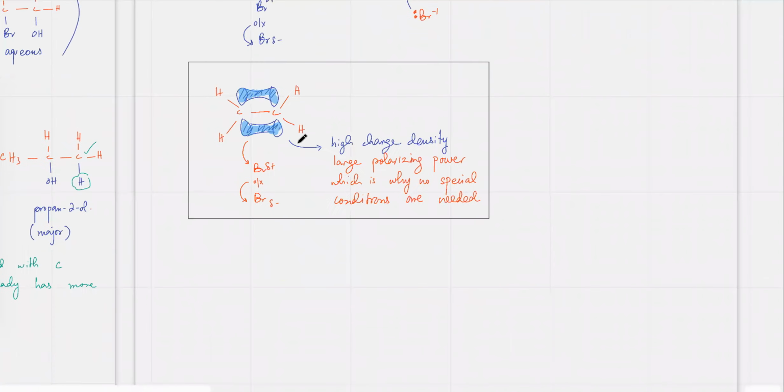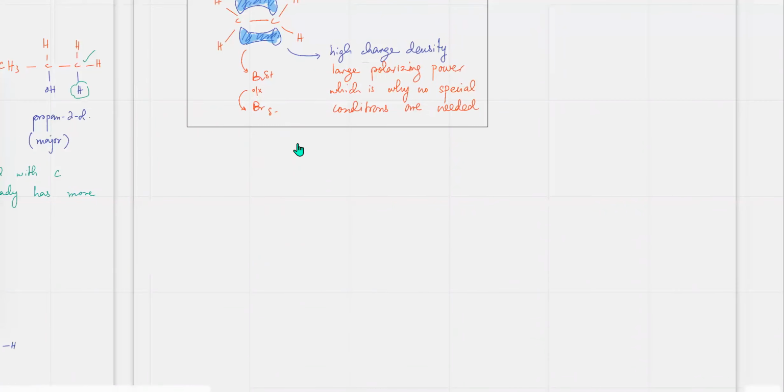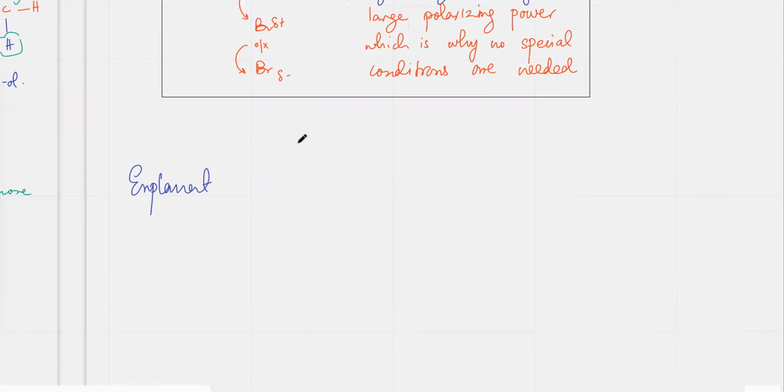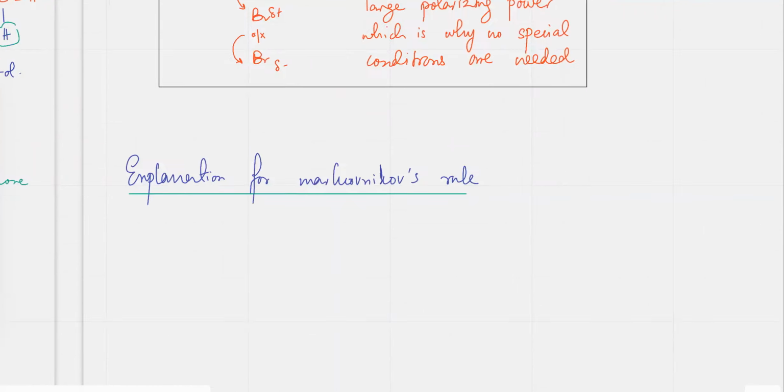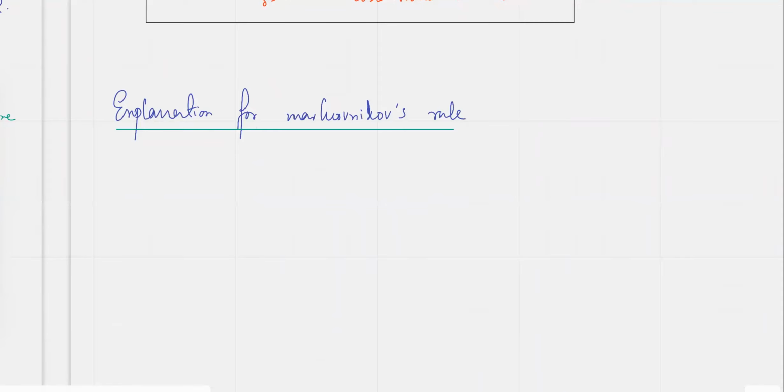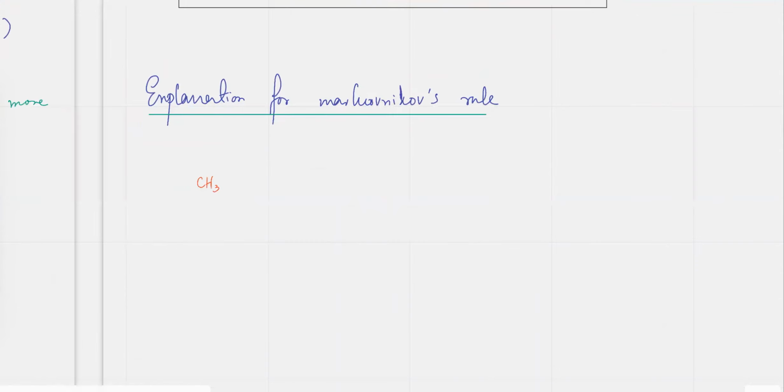So then we discuss the Markovnikov's rule as well. So what happens, let's also talk about the explanation for the Markovnikov's rule. So what happens in that scenario? Why is there a Markovnikov's rule to begin with? Why does H like to bond with the carbon atom that's already bonded to more H atoms? So let's talk about the mechanism for that reaction.